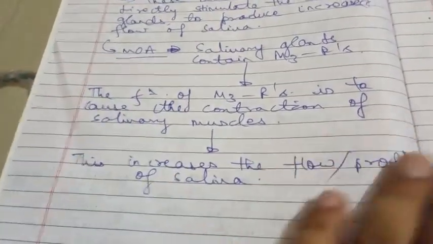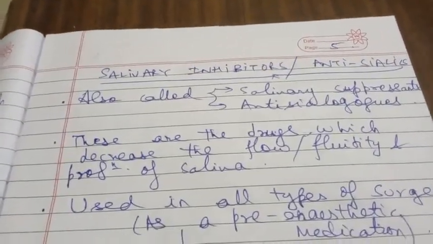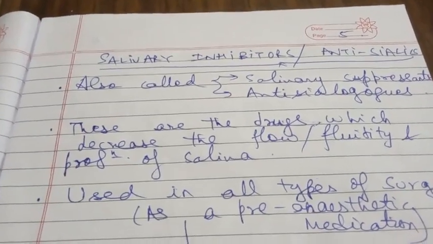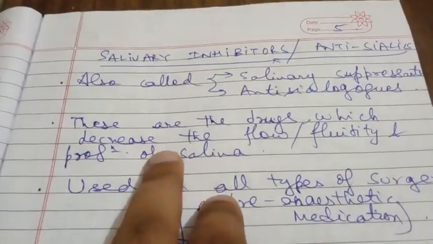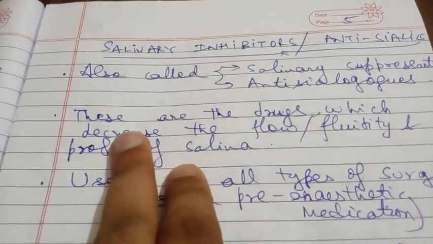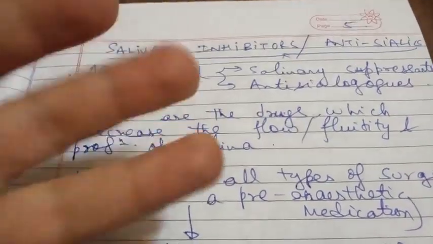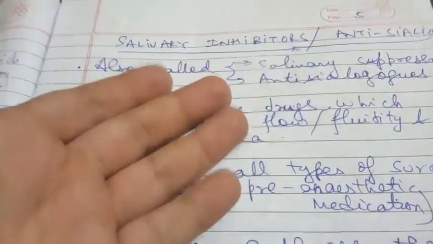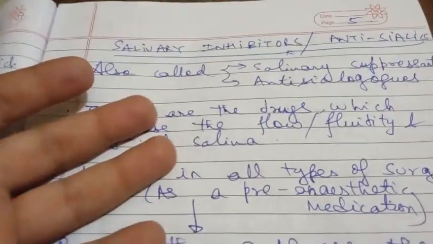Alright. Now we move on to salivary inhibitors or anti-sialagogues, also called salivary suppressants. Okay. Alright. So these are the drugs which decrease the flow or production of saliva. Okay. What are salivary suppressants or anti-sialagogues or salivary inhibitors? These are drugs, obviously anti-sialagogues, so they will be performing the function opposite to that of sialagogues. So these will be inhibiting the production of saliva or flow of saliva.